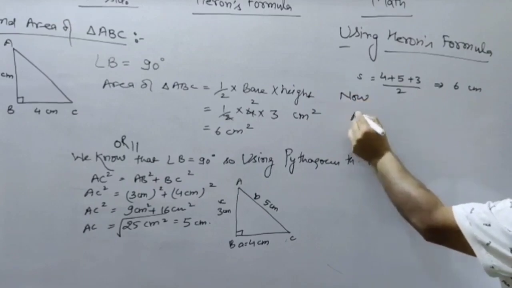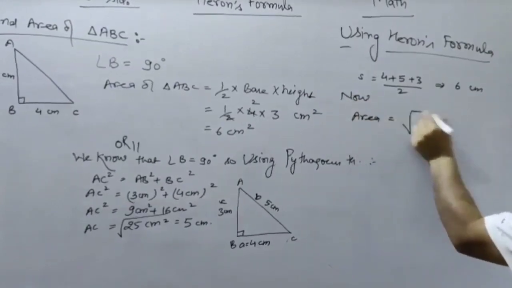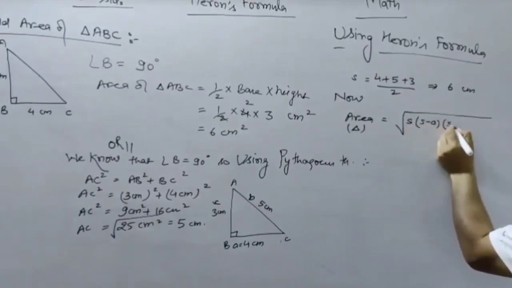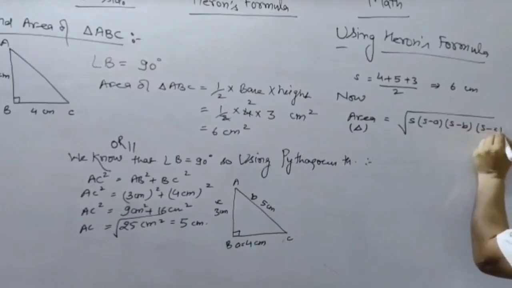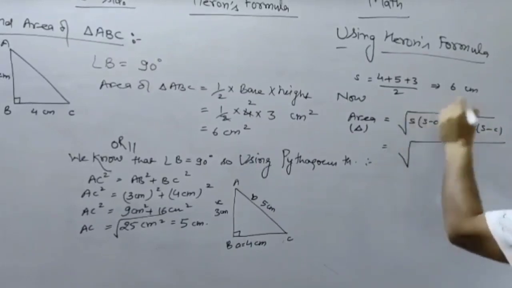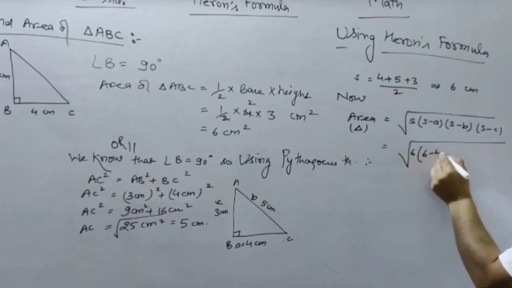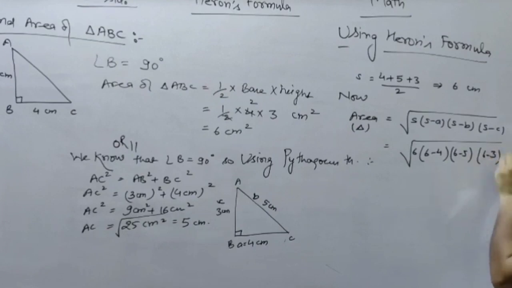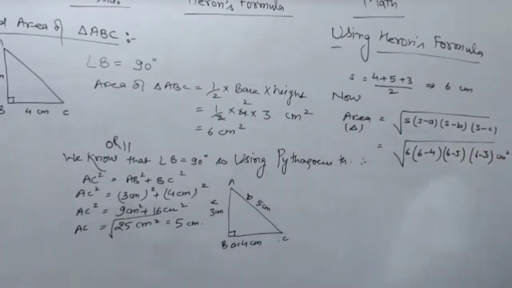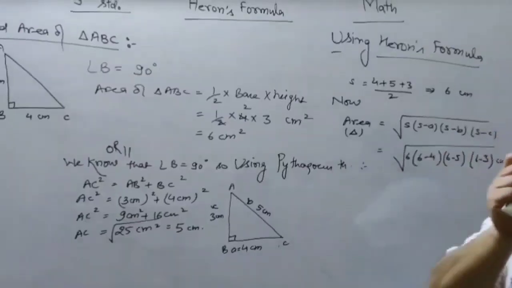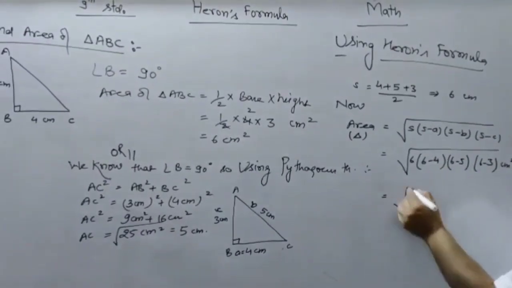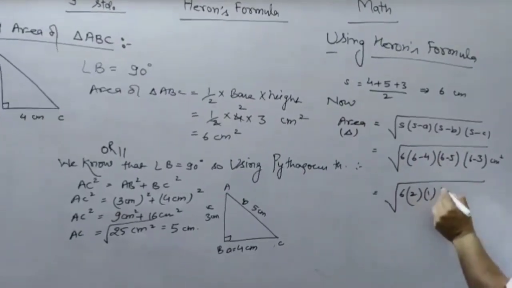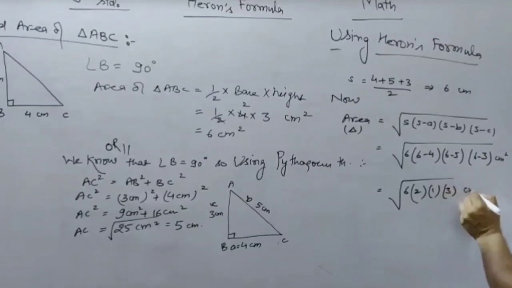Now the area, or you can use the delta sign also here, equals square root of S into S minus a, S minus b, and S minus c. So now S is 6, 6 minus 4, 6 minus 5, and 6 minus 3 centimeter square, because the unit of area is centimeter square here. So 6 minus 4 is 2, 6 minus 5 is 1, 6 minus 3 will be 3 centimeter square.